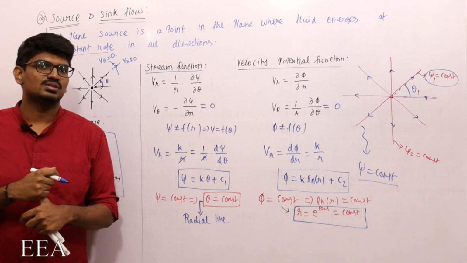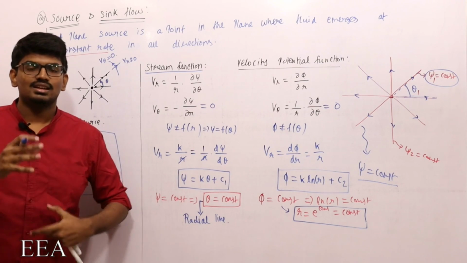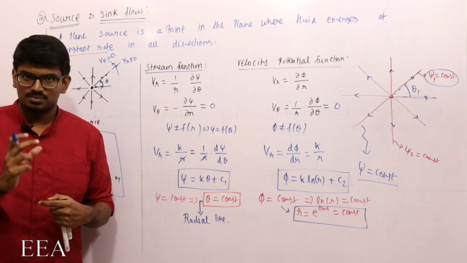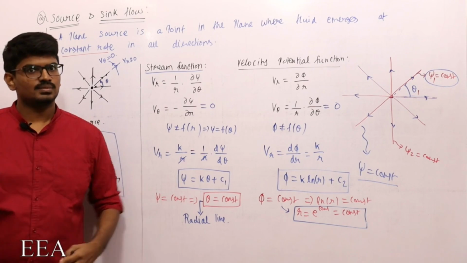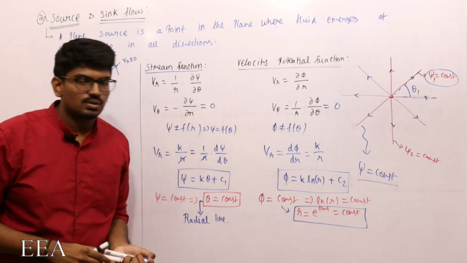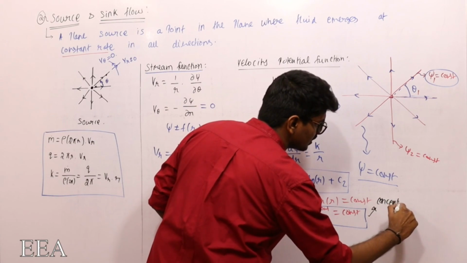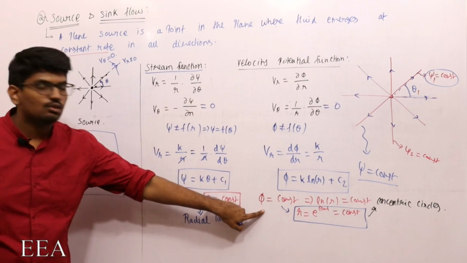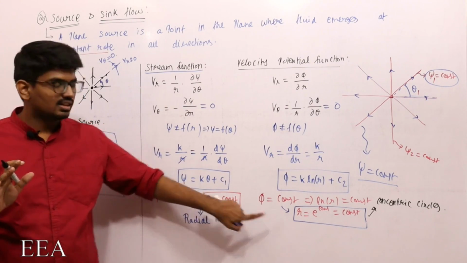For which line will the radius be constant? It's not actually a line. For a circle only, the radius will be constant. I hope that you understand the point. If I want to make the radius constant, then it has to be a circle. For an ellipse or any other curve, the radius is not going to be constant. So simply R equal to constant, that is, radius equal to constant, indicates concentric circles. So for a source field, equipotential lines are concentric circles.